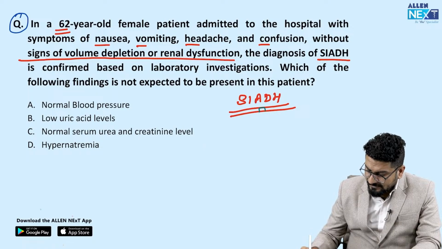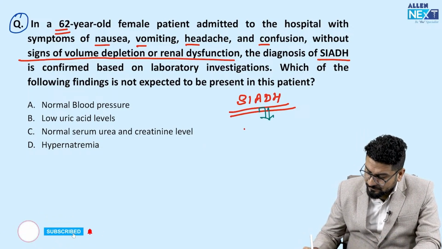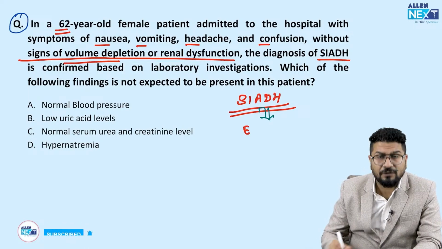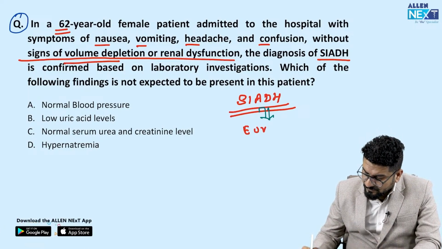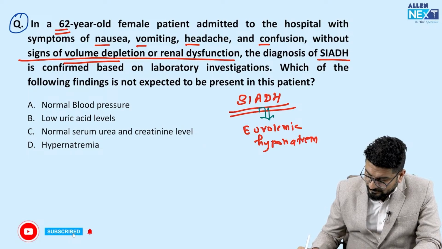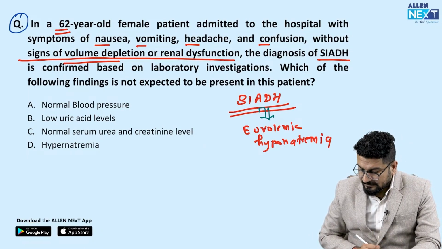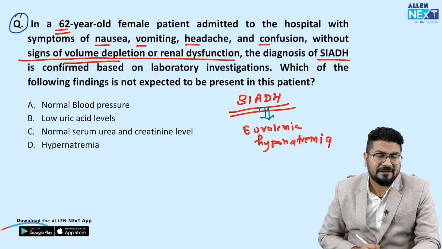So in SIADH, understand this, whenever you have a patient of SIADH, the patient will be euvolemic. That's why it is written, no sign of volume depletion. So there will be euvolemic hyponatremia. Sodium value is less. So when sodium is less, most of these patients will have a normal BP.